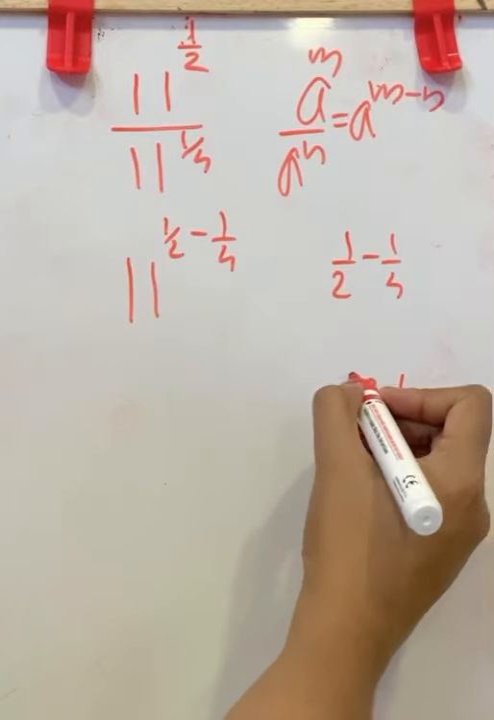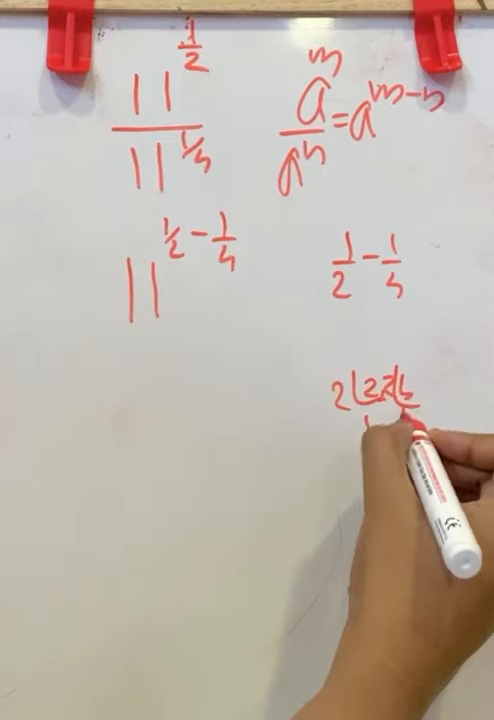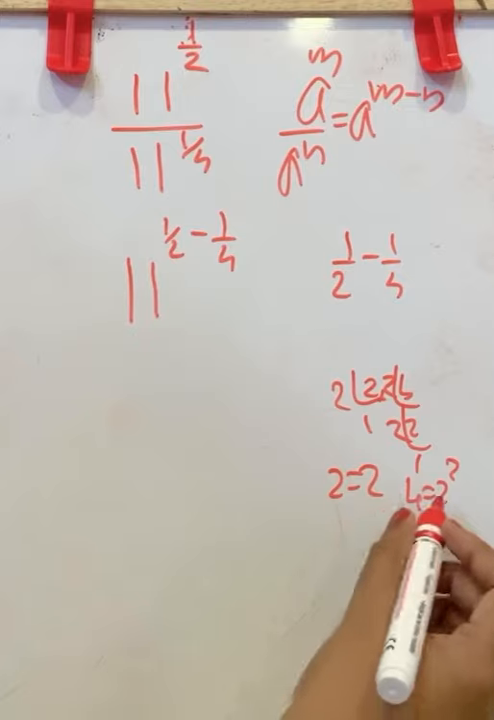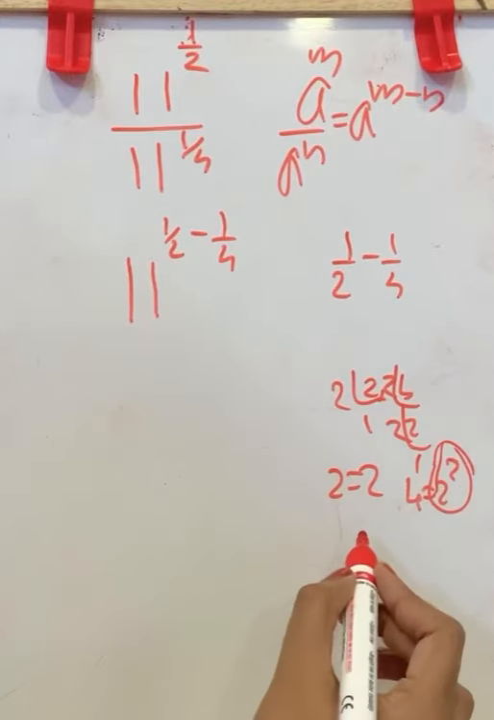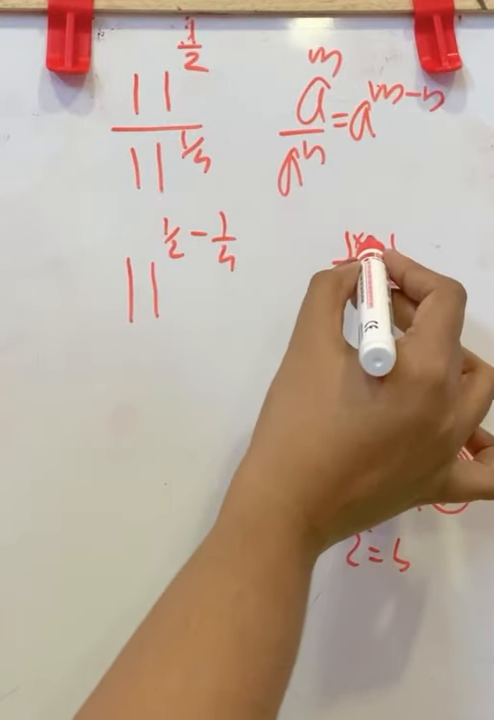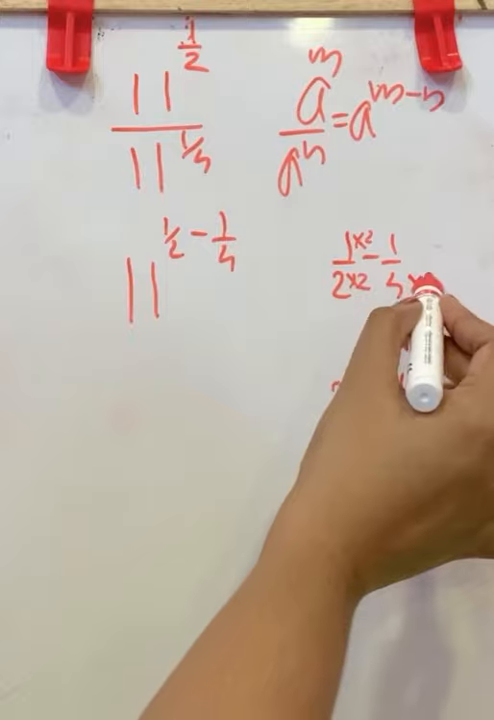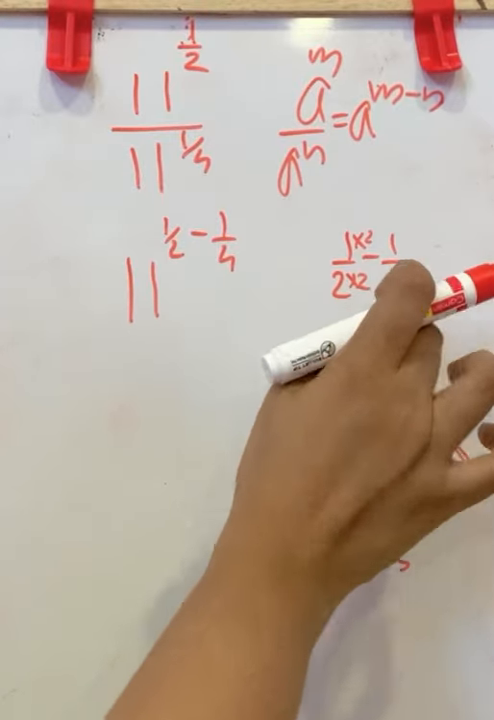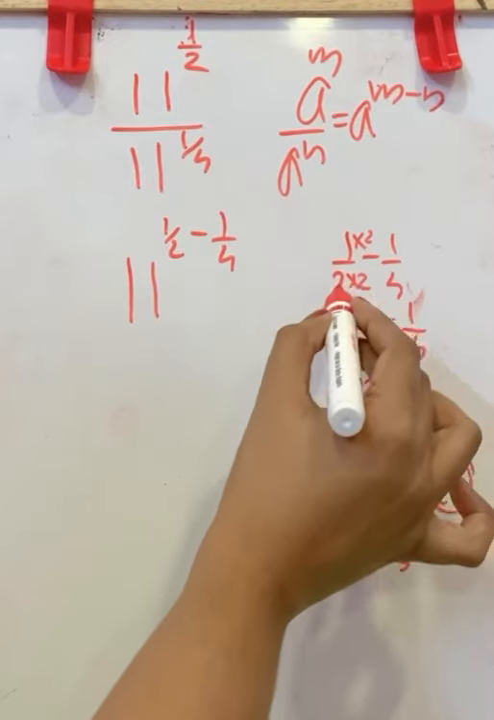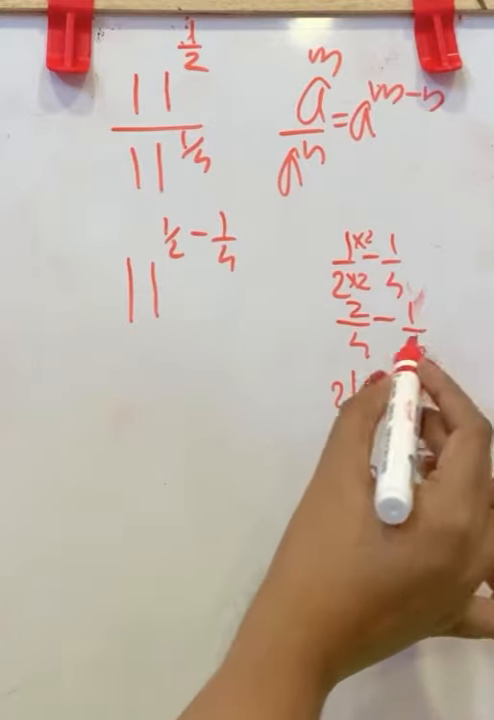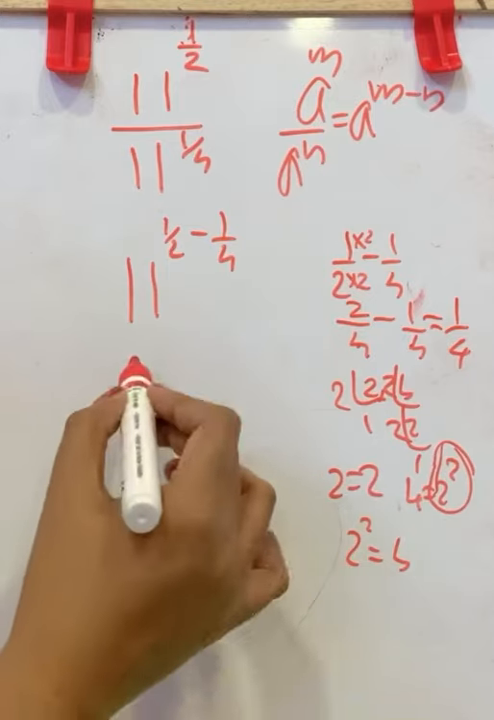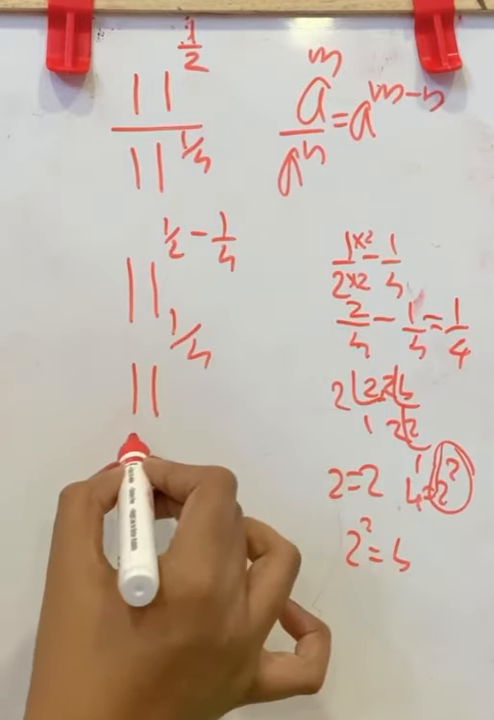The LCM: 2 is 2 and 4 is 2 square. So the LCM is 2 square, that is greatest power of the factor. 2 square is 4. You have to make this as 4, so you multiply it with 2. Here it is already 4, so multiply it with 1, so you don't want to do it. This becomes 2 by 4 minus 1 by 4. Now both denominators are same, so write that denominator. 2 minus 1 is 1. It is 11 raised to 1 by 4 is the answer.